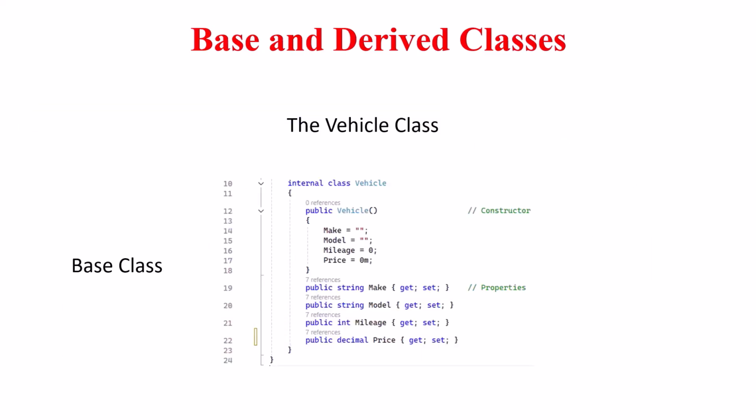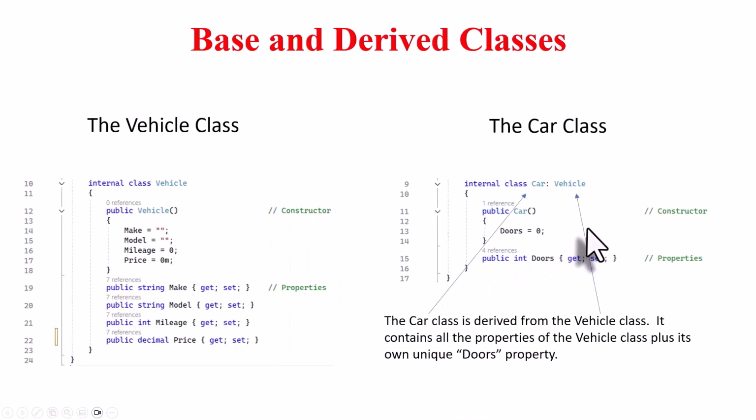For example, here's the vehicle class. If we look at it, we have the vehicle class here. We've got make, model, mileage, price, and so on. We've got a number of things in the constructor, a number of fields in the constructor. We have the ability to get and set those properties as we wish.